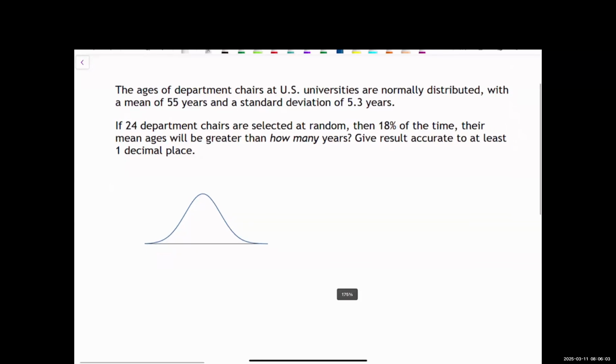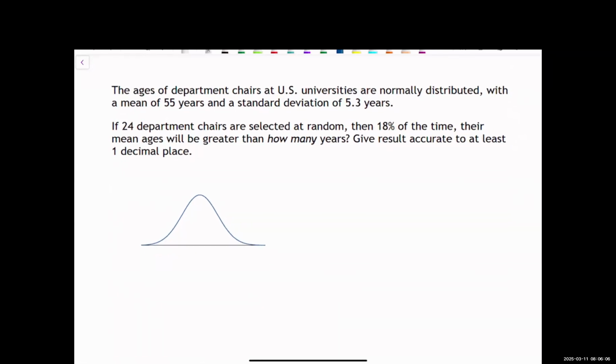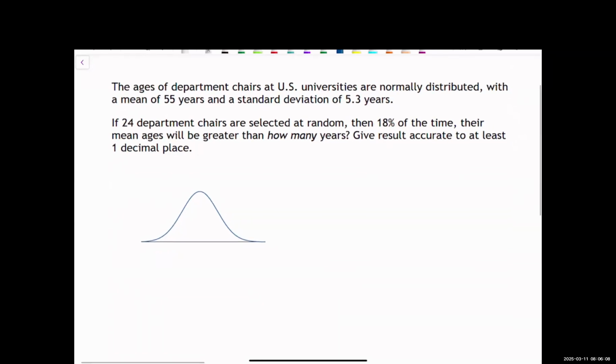So in this question, first, we're given some information about the population of department chair ages in the US. We are told that they are normally distributed and that the population mean is 55 years and the population standard deviation is 5.3 years. So this is the underlying distribution of X, mean mu, and this is the underlying distribution of X, standard deviation sigma.